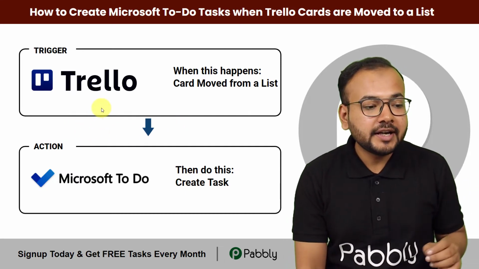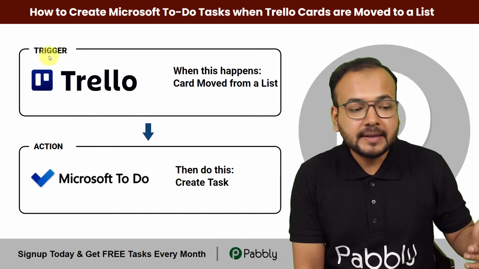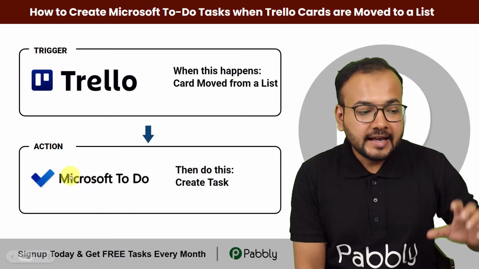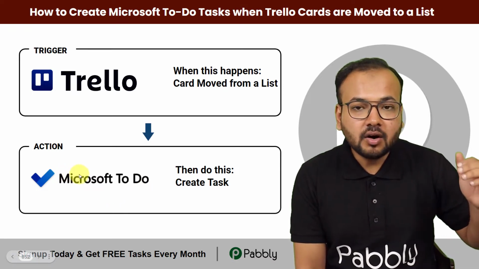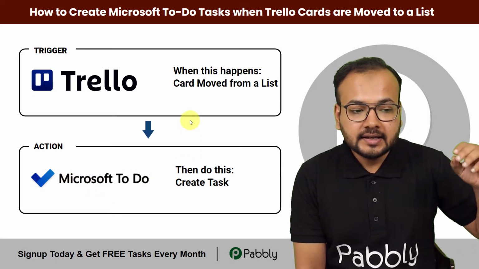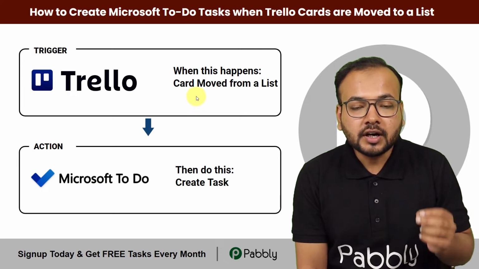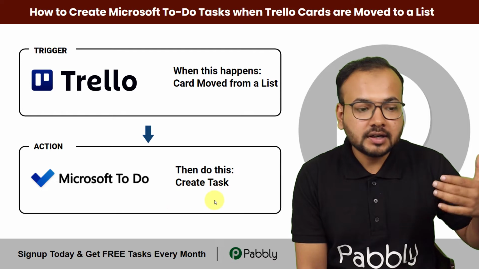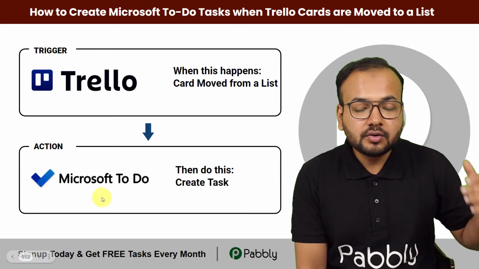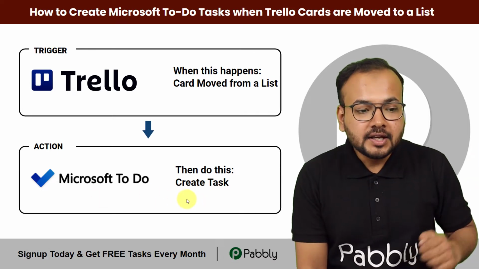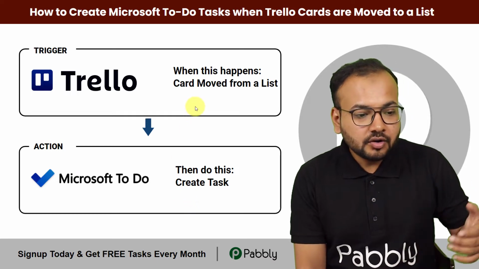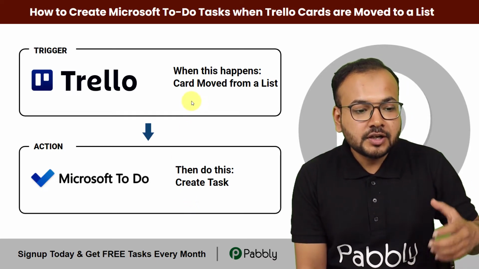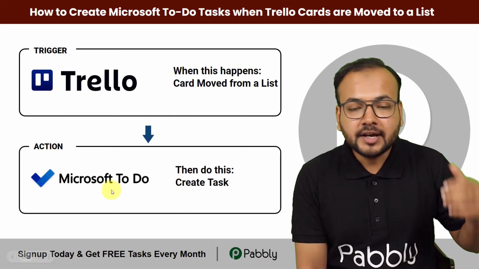Here we are going to connect Trello as our trigger application and Microsoft To Do as the action application in the automation workflow. And here, as you are going to move a card from a list in Trello, a task will be created according to the card in Microsoft To Do application automatically. So you can manage your work without any manual efforts in moving the details from Trello to Microsoft To Do.